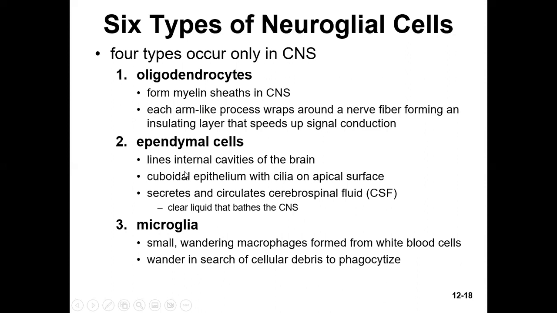An ependymal cell will line the internal brain cavities. This is primarily cuboidal epithelium with cilia on the apical surface. The purpose of these ependymal cells is to secrete and circulate CSF. We will find microglia. These are macrophages formed from white blood cells that look for cellular debris.